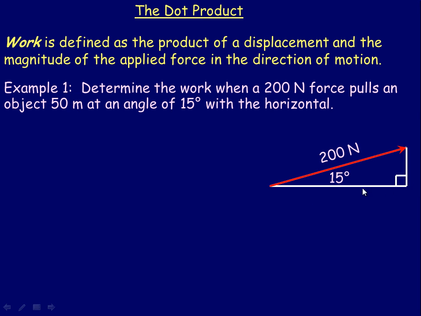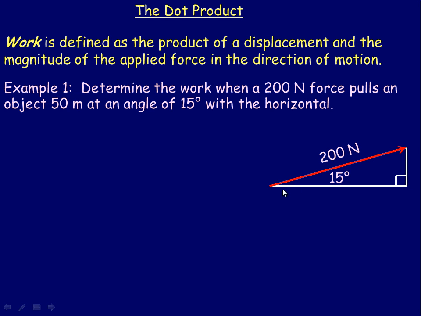So the distance is 50 meters along here, but the force is not acting in the exact direction the object's moving. It's acting at an angle of 15 degrees with the horizontal. Like for example, if you were pulling something along the ground with a rope attached to it, or pulling a wagon along, and the handle is of course not in the exact direction you're going, but at an angle. Unless you want to get down and crawl along the ground and pull exactly in the same direction as you're going. So that's why the angle of the applied force is not the same as the direction the object's actually moving.